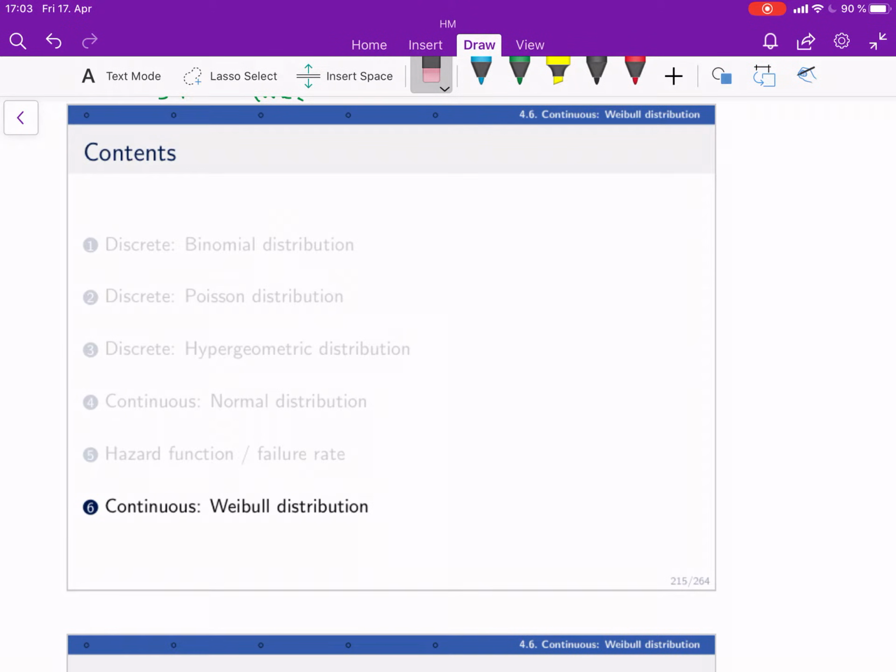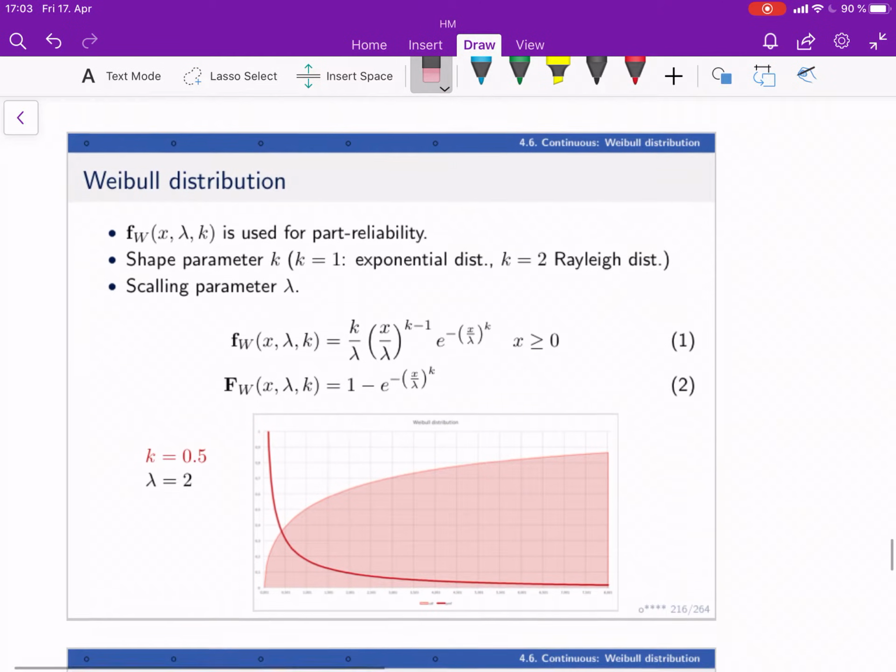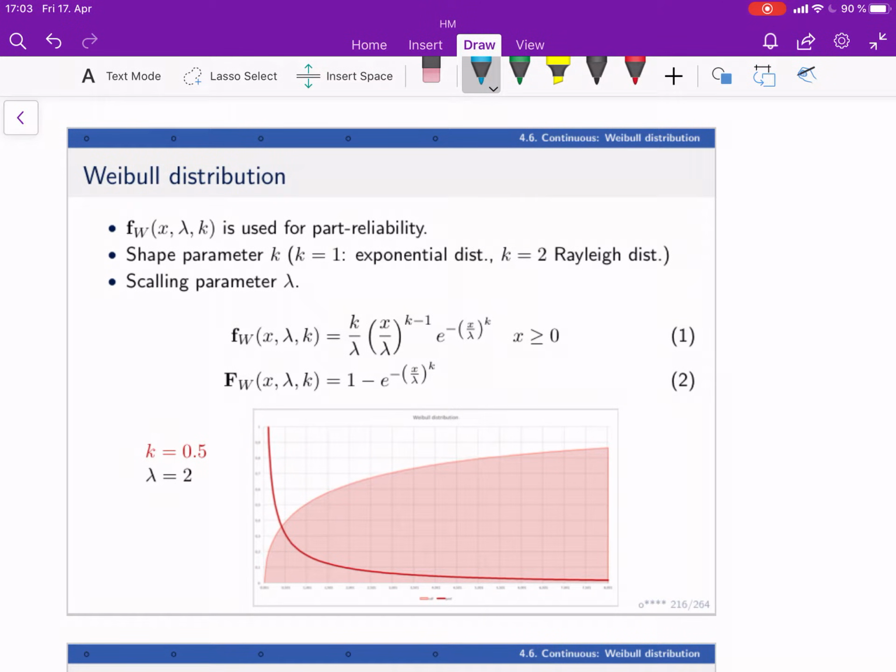Hello, so now that we've talked about the hazard function and its connection with the failure rate, we're ready to talk about the Weibull distribution. Let me just introduce you. Here's the PDF of this distribution. It looks a little bit complicated.